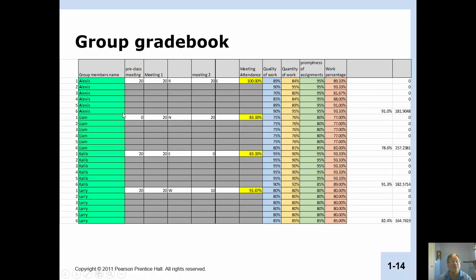So at the end, for Alexis, giving all of her work throughout the 6 weeks, she got 91% of the group grade. So of the 200 points assessed, she gets 181.9 points of that. So that, again, is her grade that's input into the final grade for group assignments.